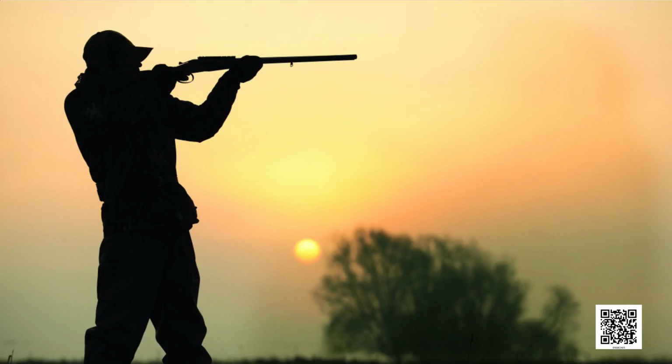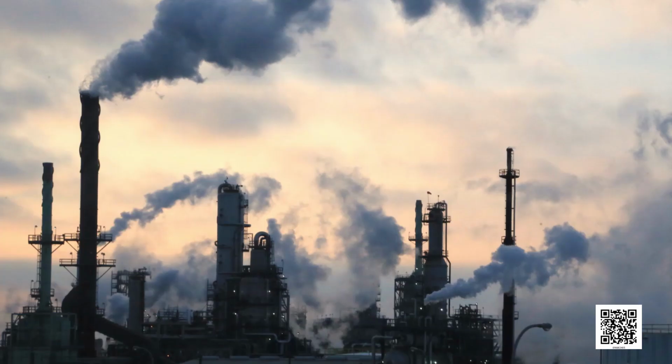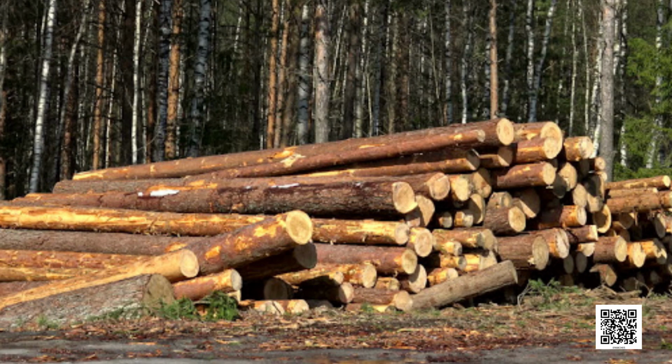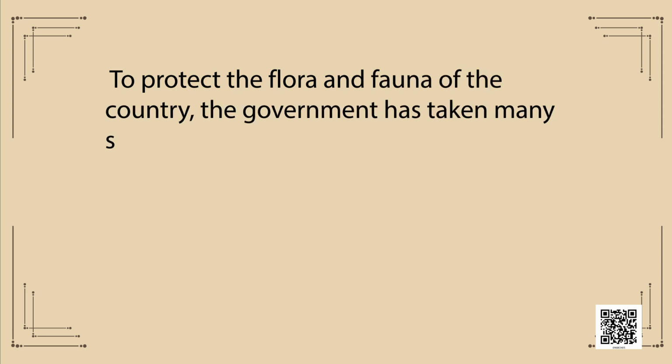The main causes for this major threat to nature are hunting by greedy hunters for commercial purposes, pollution due to chemical and industrial waste, acid deposits, introduction of alien species, and reckless cutting of the forests to bring land under cultivation and inhabitation, which are also responsible for the imbalance. To protect the flora and fauna of the country, the government has taken many steps.